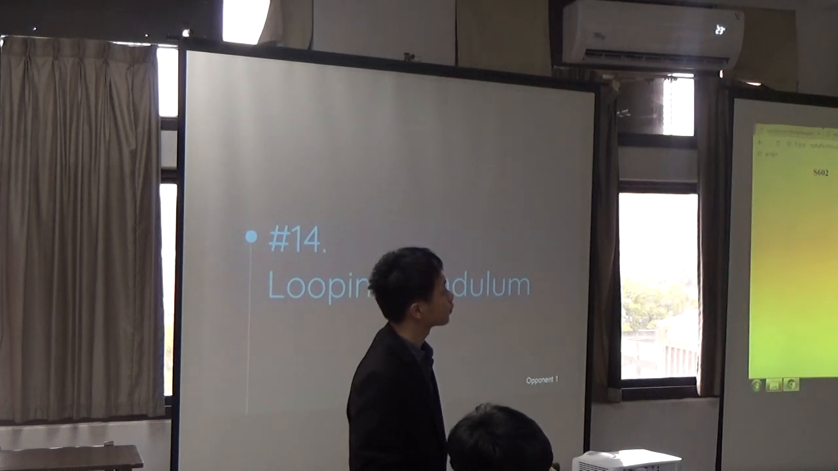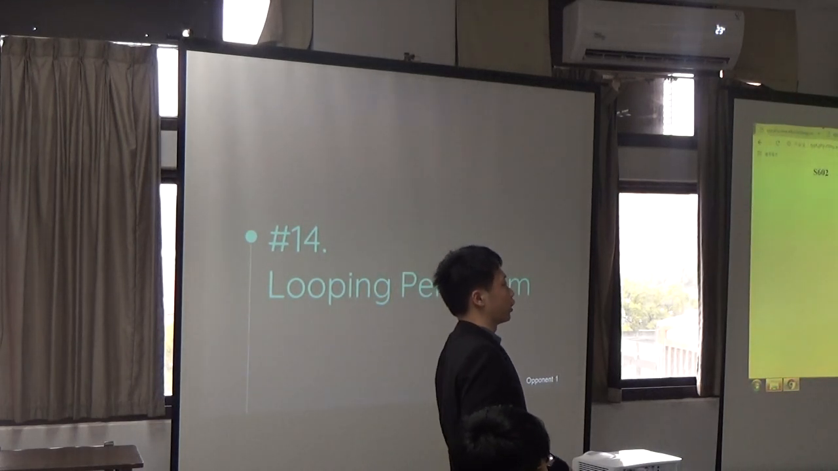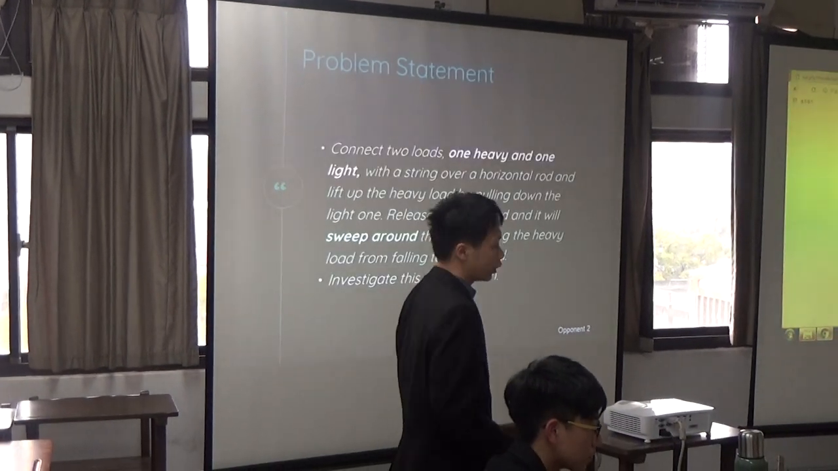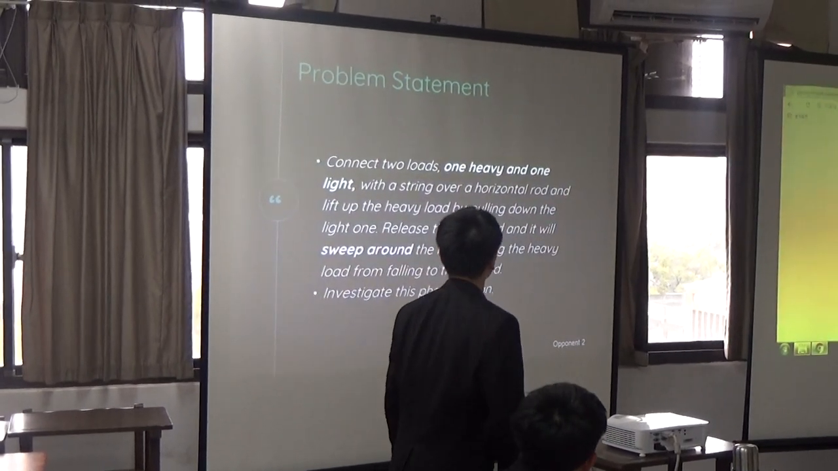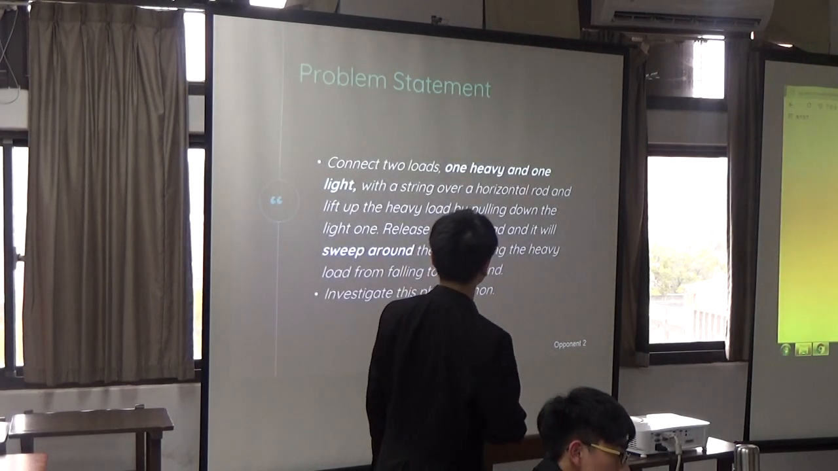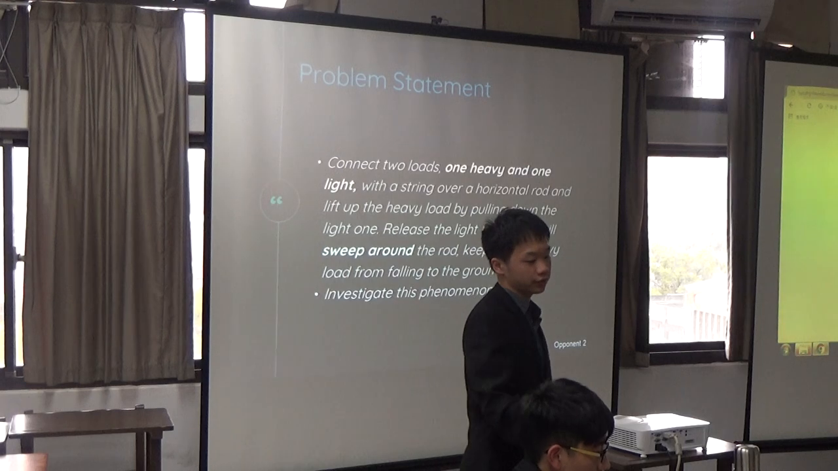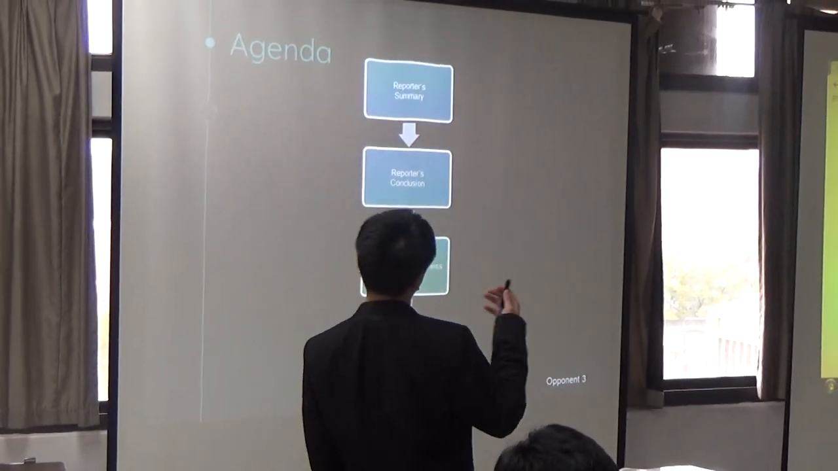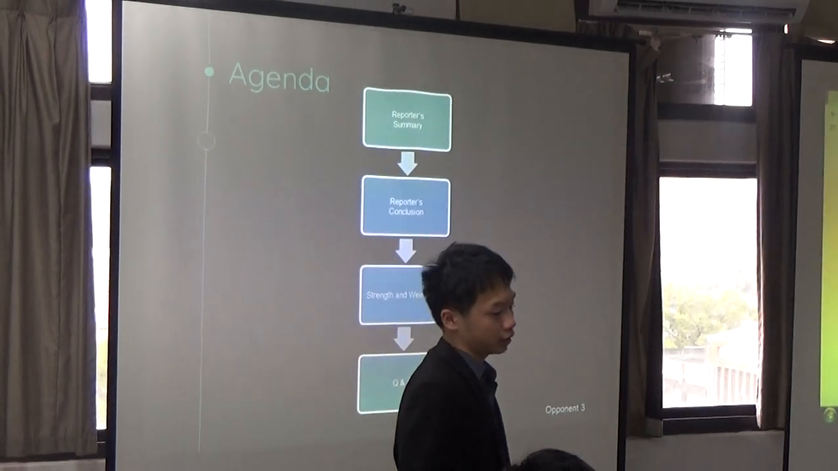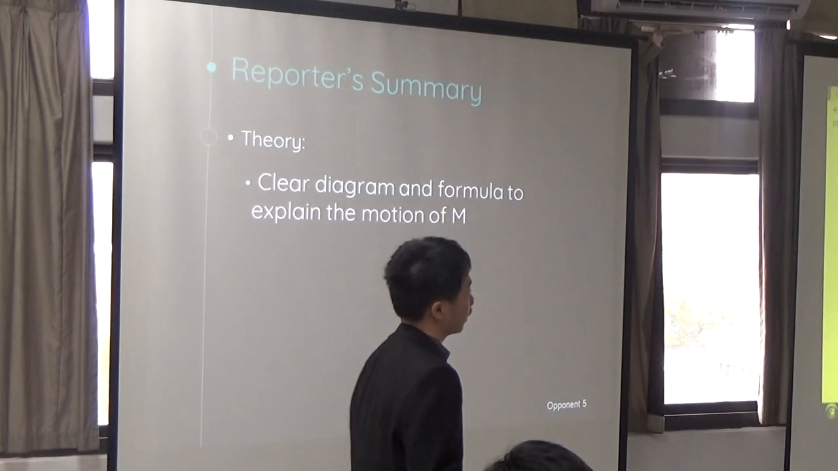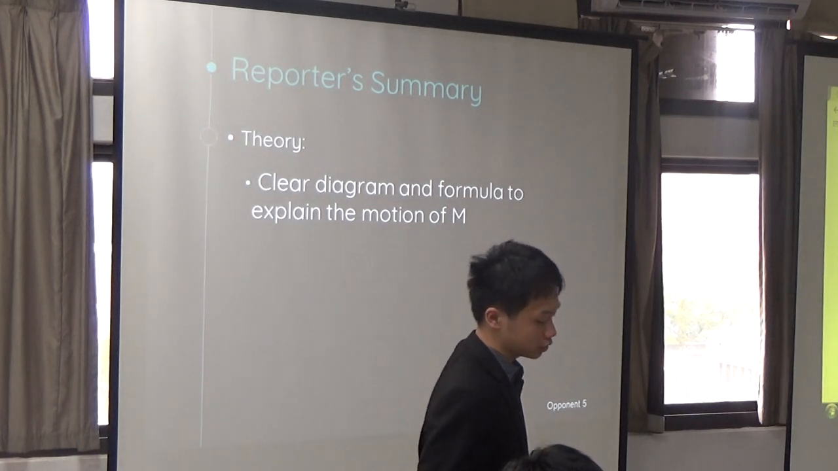Go ahead. So I'm the opponent for this round, and my topic is the looping pendulum. The problem statement is: one heavy load and one light load, and the light load sweeps around the rod; investigate the phenomenon. I will first give the summary, then the conclusion, the strengths and weaknesses, and the questions. For the summary, their theory talks about a lot of situations.